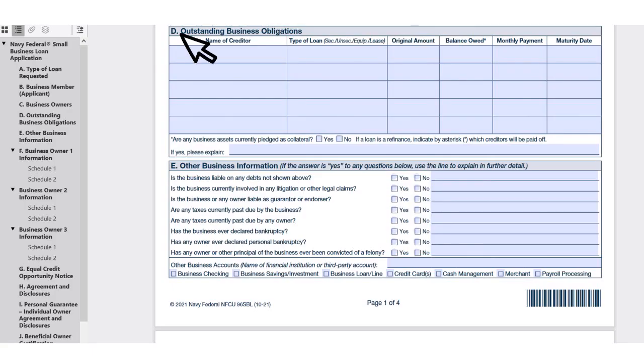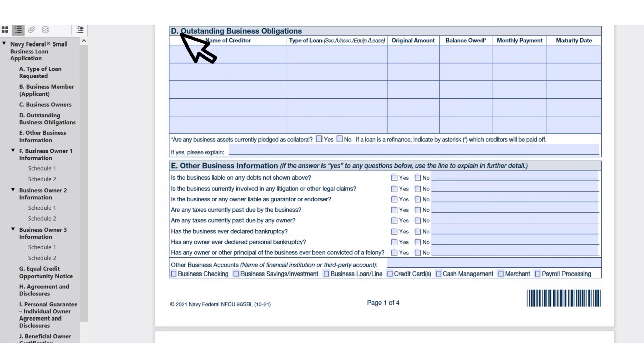Section D, you need to include your existing debts. This is the same thing as your outstanding business obligations. Okay, you have to put down the type of debt you have, who the lender is, the amount you owe, the monthly payment, and the maturity date. What Navy Fed is trying to do here is analyze your DTI, your debt to income ratio, to know whether or not you will be able to afford making additional debt payments.